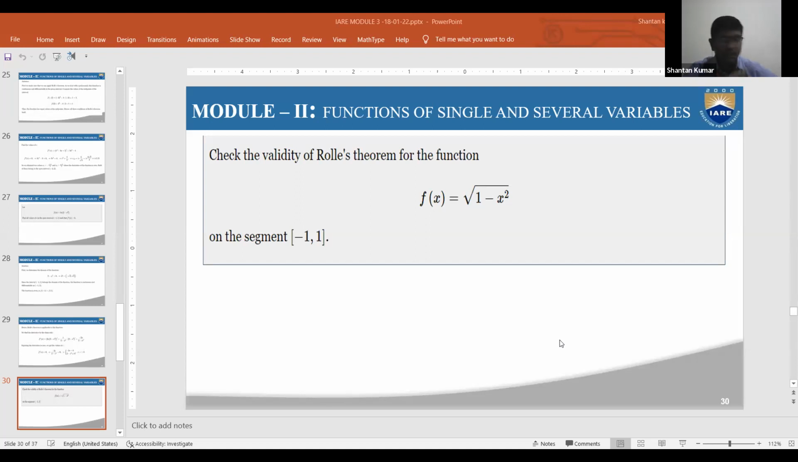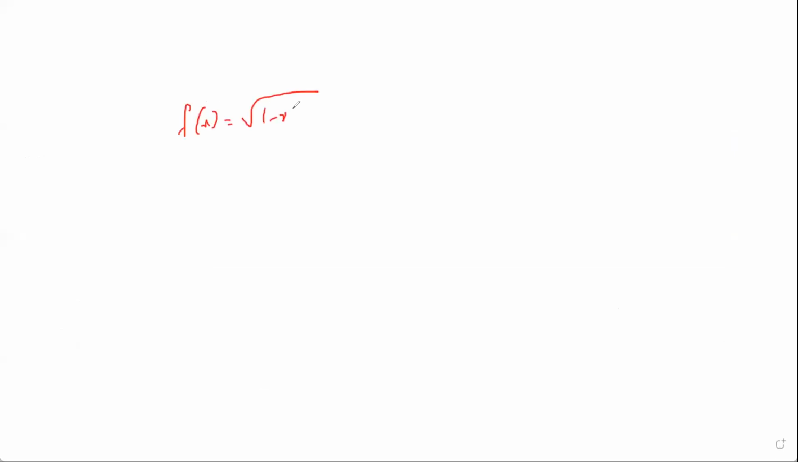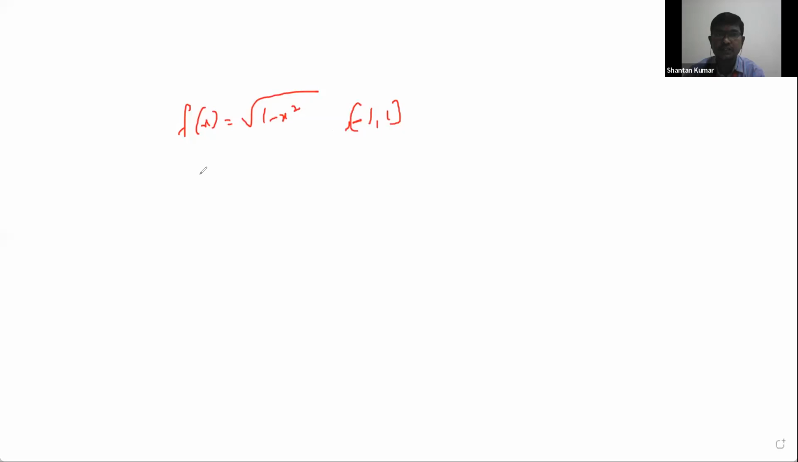Is it applicable or not? Sir, it is continuous, differentiable, and c equal to 0, sir. Continuous, okay, differentiable.